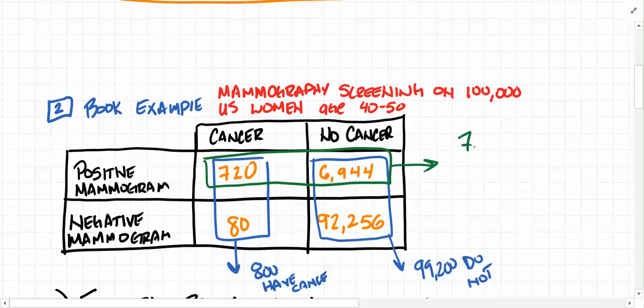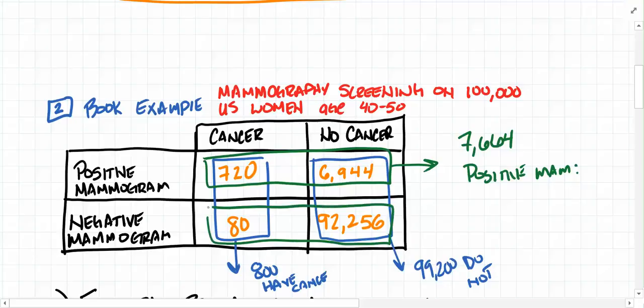7,664. And what does that number represent? The number of positive mammograms. Okay, I'll just put positive mam. And then this one, if I do 80 and I add up this row, what does this number give me?